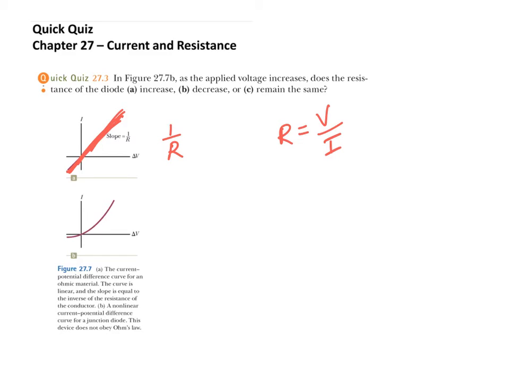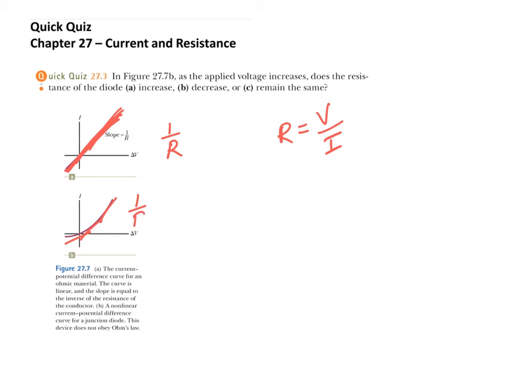Now in the second graph we have a curve, but we could draw a tangent, and the tangent would have a slope of 1 over r in this case. So as the voltage is increasing, the slope of this graph is increasing, but the slope of the graph is 1 over r, so the resistance is actually decreasing because it's 1 over r on there. So does the resistance of the diode increase, decrease, or remain the same? We're going to say it decreases because the slope is actually the reciprocal of r. So if its slope increases, then r is actually decreasing.